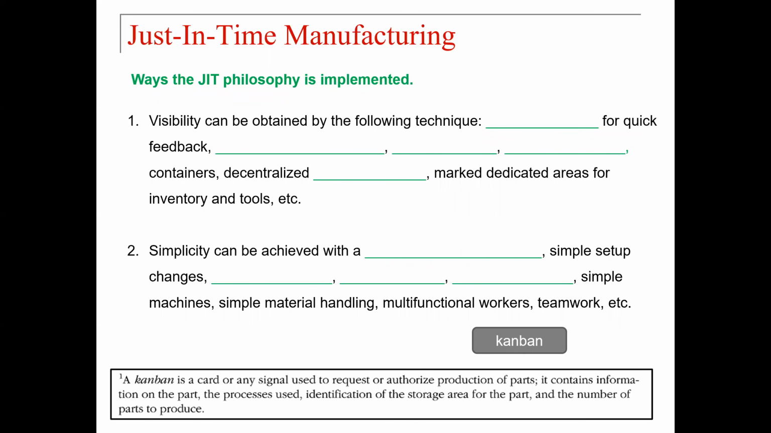Waste from lack of visibility can be eliminated when the just-in-time philosophy is implemented. Visibility can be obtained by the following techniques: electronic boards for quick feedback, pull system with Kanban, problem boards, and color standards.